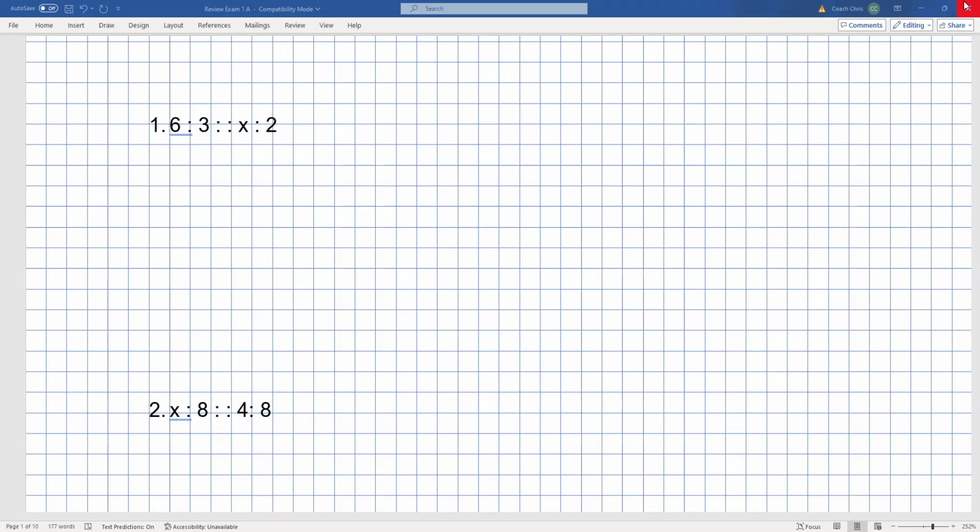It's a proportion exercise. A proportion is two ratios that are equal, all right? So the first question is solve for x. How do you read that? 6 is to 3 as x is to 2. So how do you solve that?